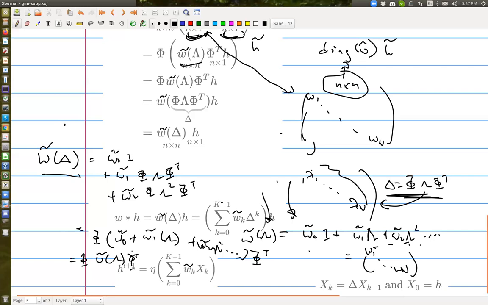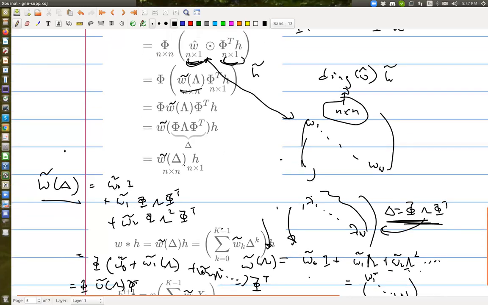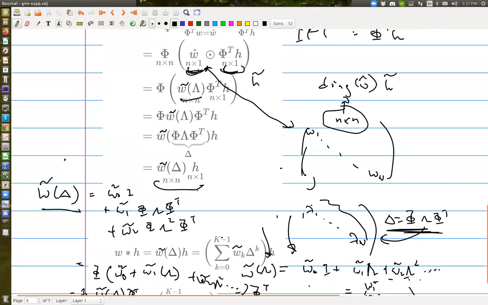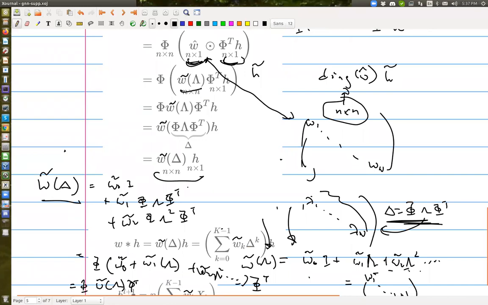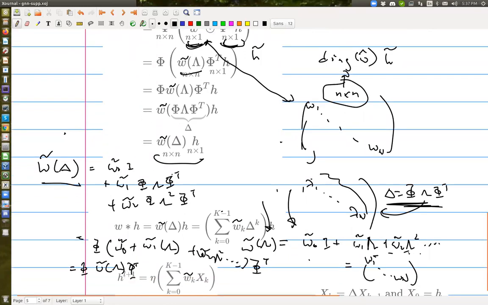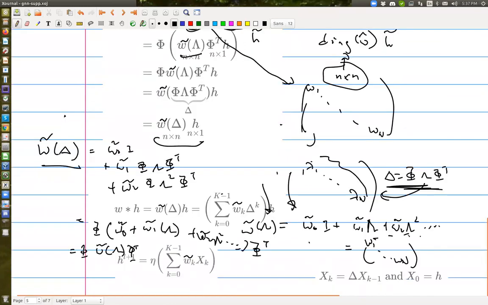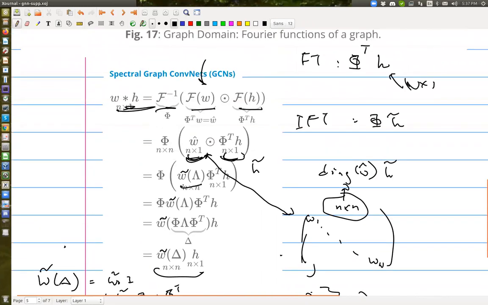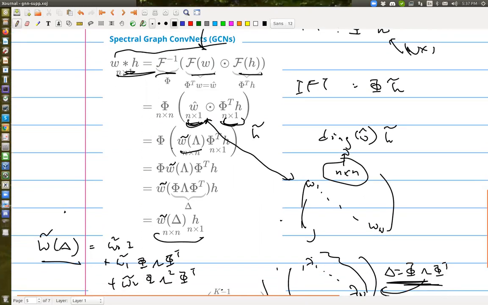So, okay, I guess I spent a bit too much time on this part. But anyway, I can represent this convolution with this guy instead. And then the W now will be the trainable stuff that you can use to create a network. And this is the spectral graph convolution. So it more follows the classic graph signal processing paradigm.